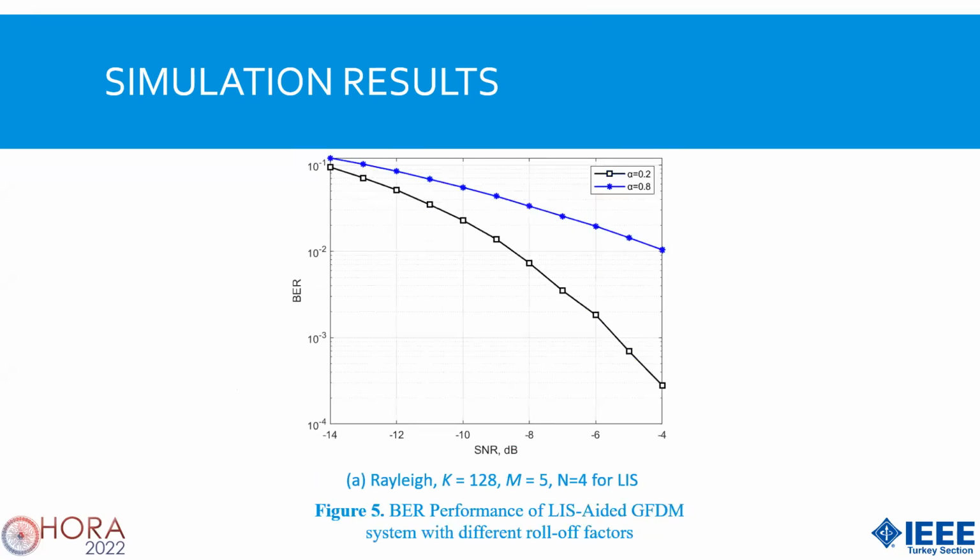This aided GFDM system performed with 2 different roll-off factors. They are 0.2 and 0.8. Here, increasing the roll-off factor decreases the system performance.